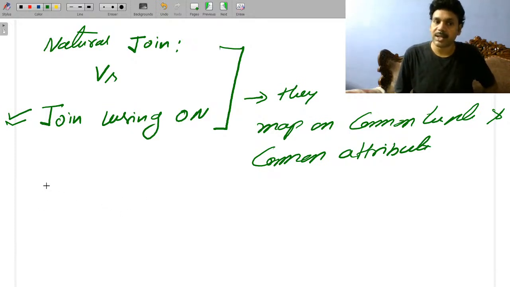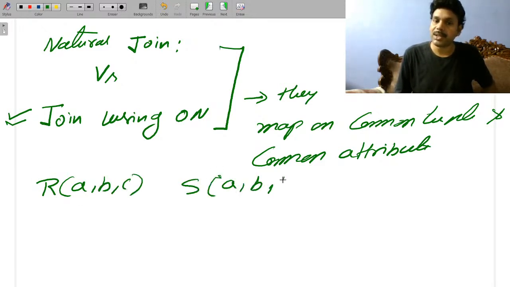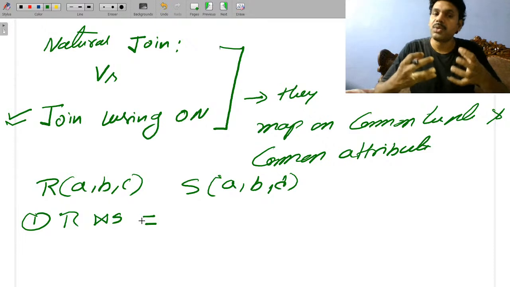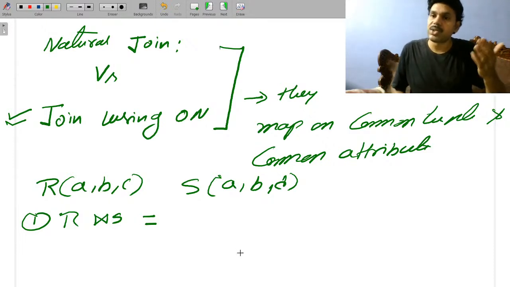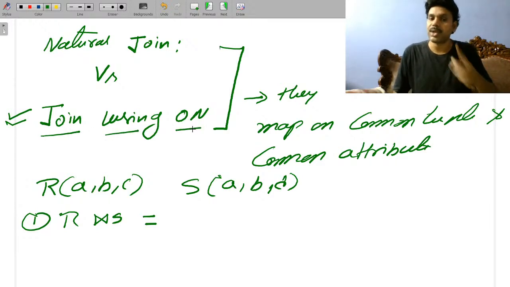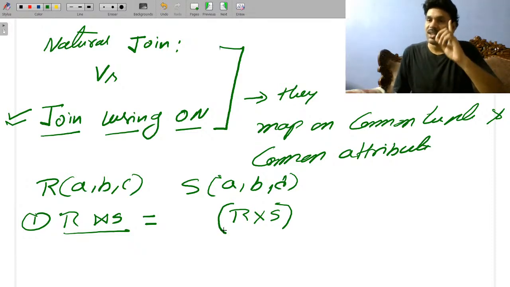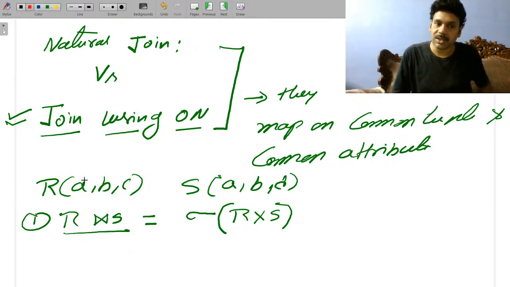I will represent it now, understand. Let us say R of ABC is a table, S of ABD is a table. How can you represent R natural join S? Observe friends. Now I am writing the pseudocode for R natural join S, and I will also write the pseudocode for the join using on clause. First, cross product is required. This is mandatory. Don't forget that. The first step for any kind of join is cross product only. On that I am doing selection. Selection is based on all your common columns. There are 2 common columns here and there.